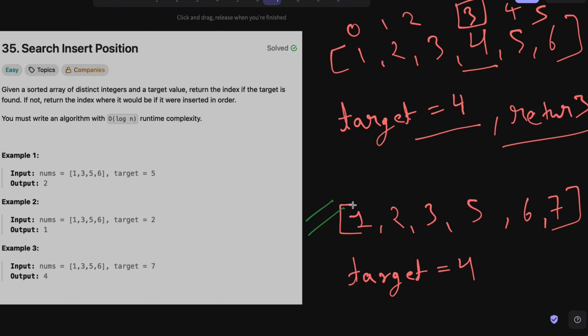In this particular example, we have a target of 4. Now we can see that it does not exist in the array. So what do we do? We simply return the index at which this 4 would have been present if it was in the array. So here we have 1, 2, 3 and then we would definitely get a 4 in this particular place instead of 5. So what is this particular index? 0, 1, 2, 3. So here also we have to return 3 as the answer.